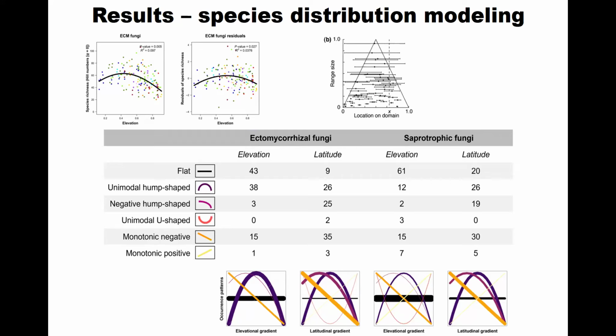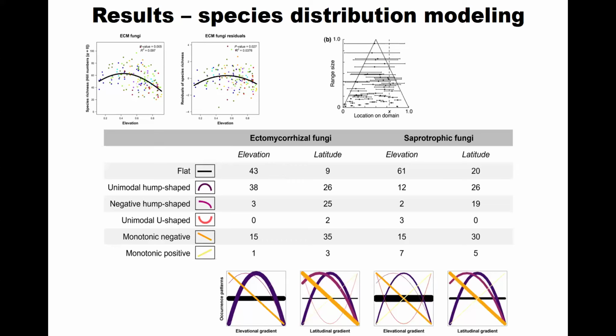And to test this, we modeled distributions of individual fungal species along the altitude, latitude for ectomycorrhizal, for saprotrophs. The saprotrophs are not that important for us right now. Let's focus on the ectomycorrhizal fungi and on the elevation, because this basically is explaining what might be behind this pattern. And then we expected two potential scenarios.